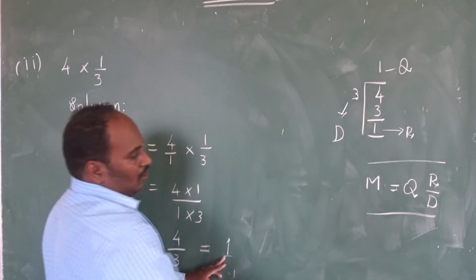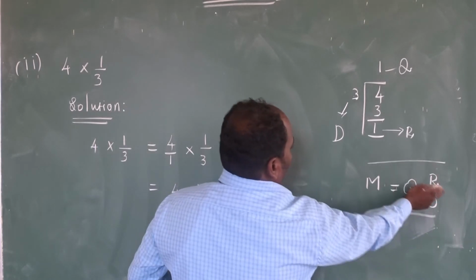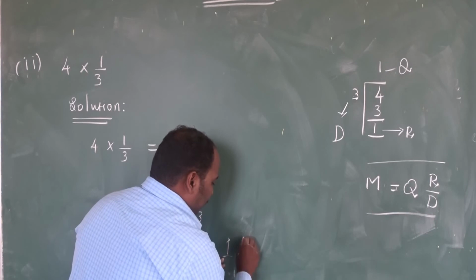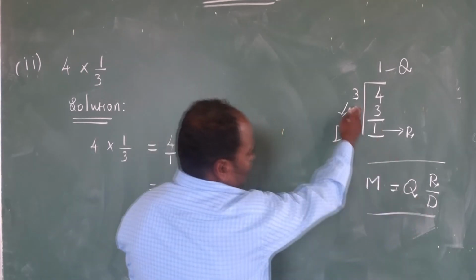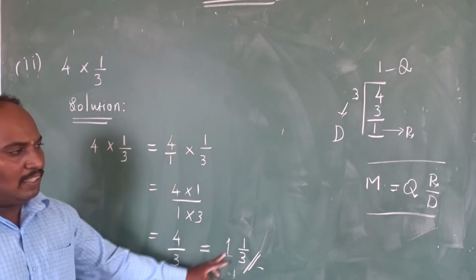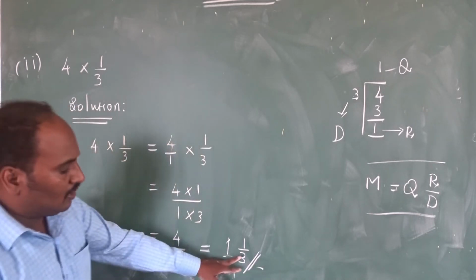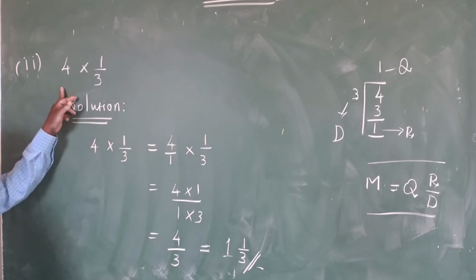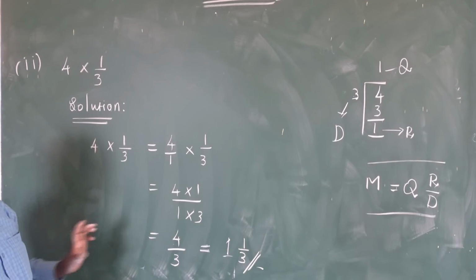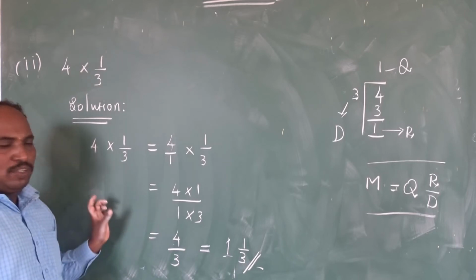1 is a whole number. The next fraction is R divided by D. R is equal to 1, D is equal to 3. So our answer is 1 into 1 by 3. Listen here. 4 into 1 by 3. 4 is a whole number and 1 by 3 is a fraction.